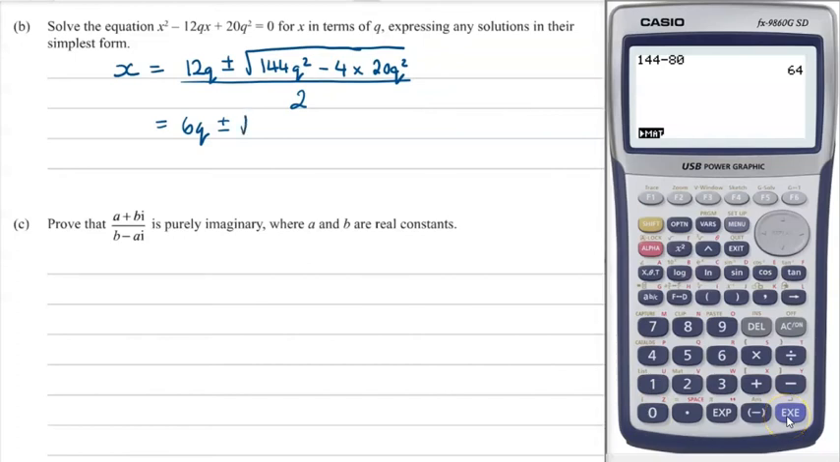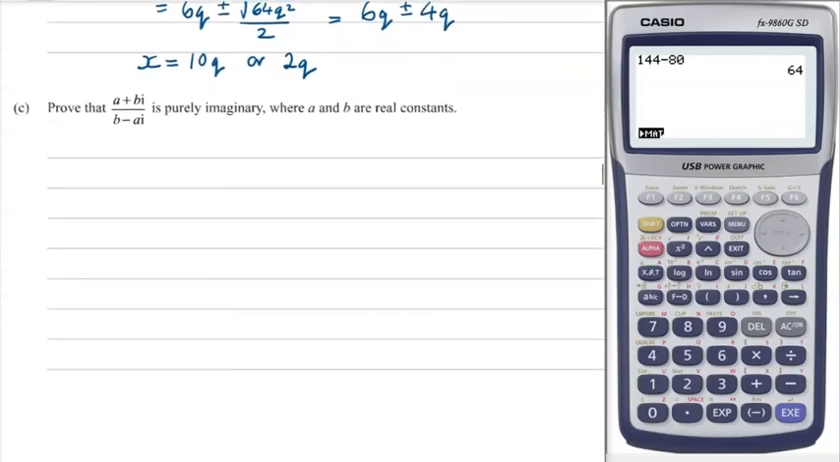So this would be the square root of 64q squared over 2. So we've got 6q plus or minus, this would go to 8q, which then gets divided by 2. So that'll be 4q. So x equals, well, 6q plus 4q would be 10q, or 6q minus 4q would be 2q.